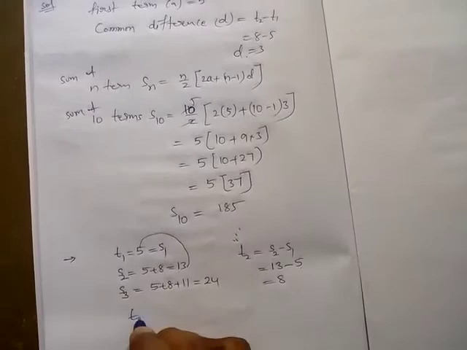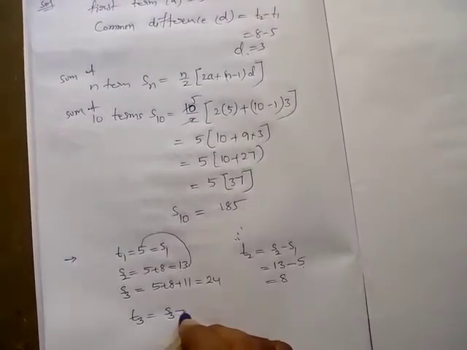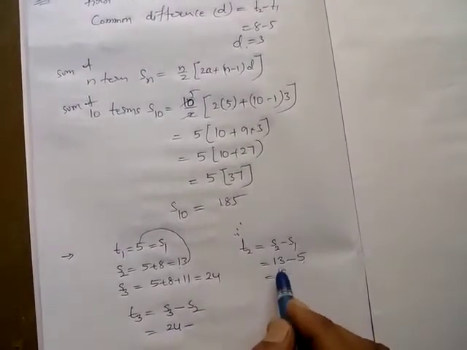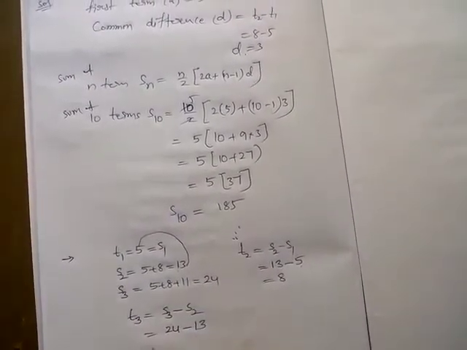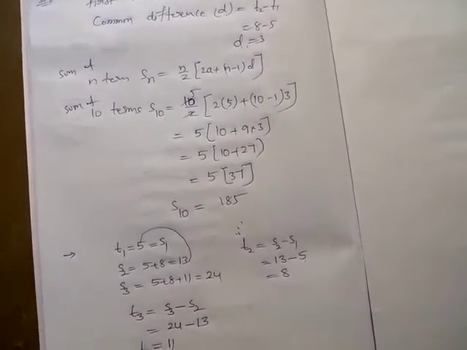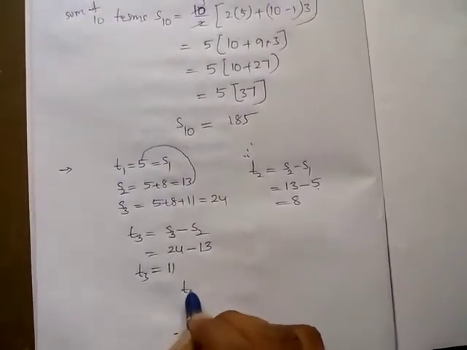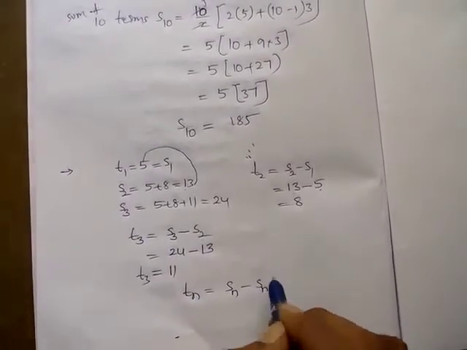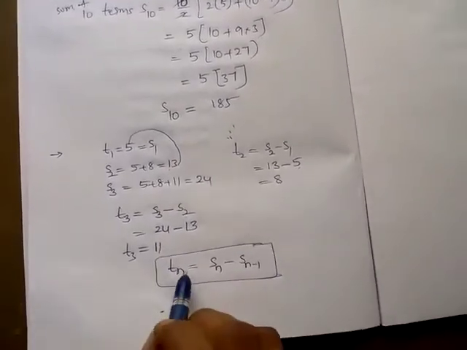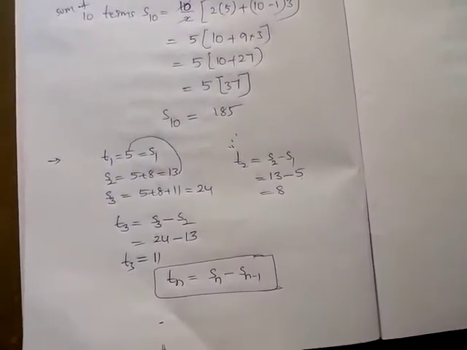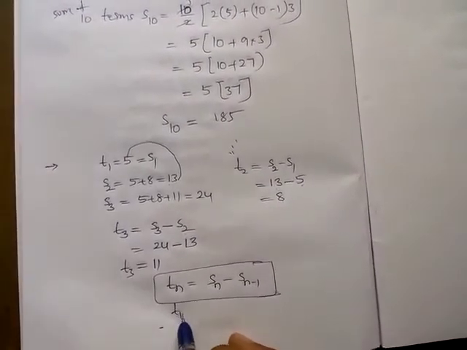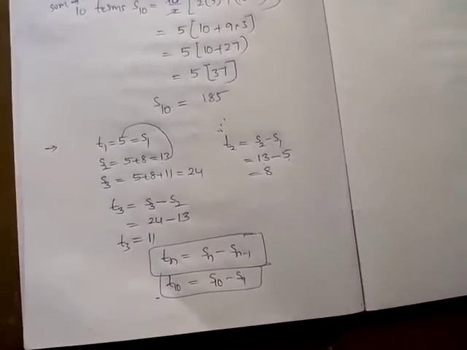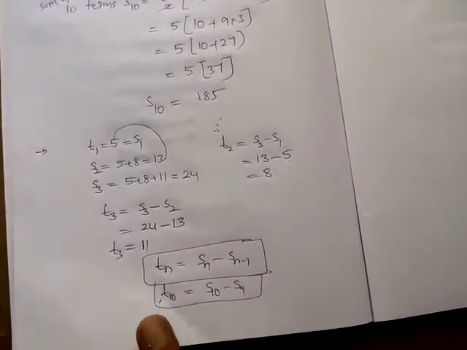How to get the third term? T3 is equal to the sum of 3 terms minus the sum of 2 terms. The sum of 3 terms is 24 minus the sum of 2 terms, how much? 13. So it becomes 11, T3. We get the third term. Similarly, Tn is equal to Sn minus Sn minus 1. How to get the nth term? Tn is equal to Sn minus Sn minus 1. If you want the 10th term, S10 minus S9, like this. The sum of 10 terms minus the sum of 9 terms becomes the 10th term.